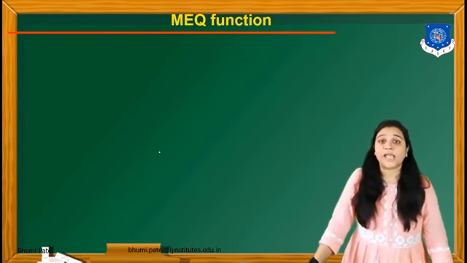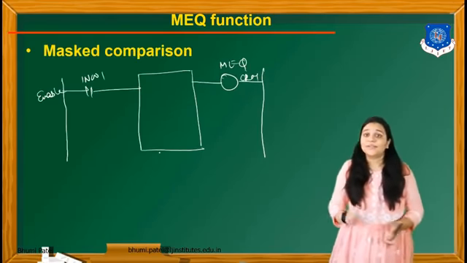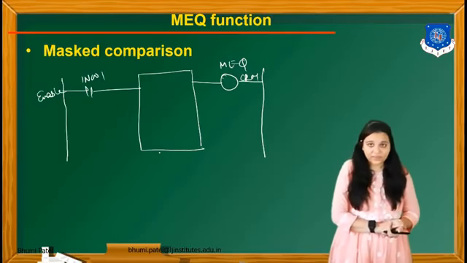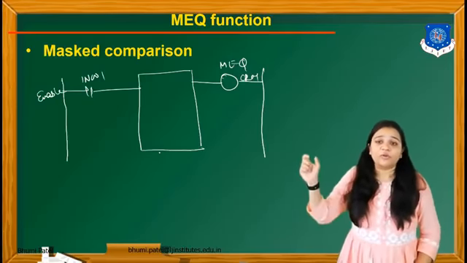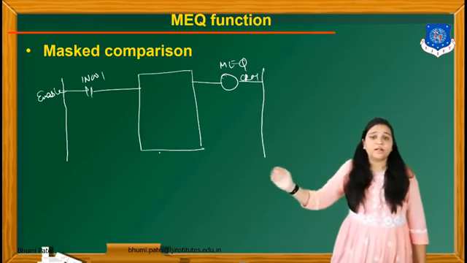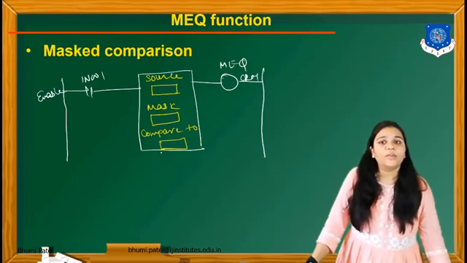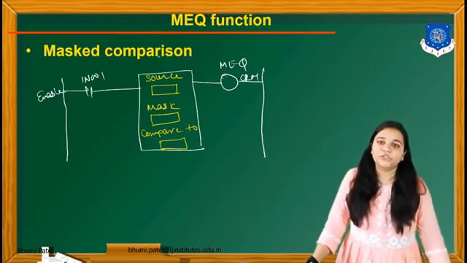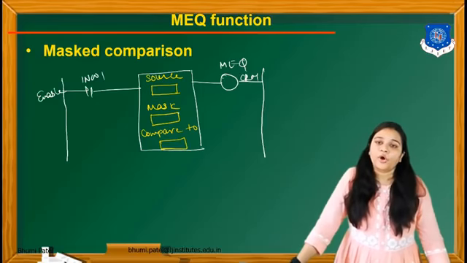The next one is the MEQ function. Okay, so what is the full form of MEQ? It is the mask comparison function. So this is the same format as for the LIM function. We have to take one enable pin, one block format, and the command for the mask enable is MEQ. Now in the block, they will write down the source, compared to, and here we have to write the mask of this particular program.